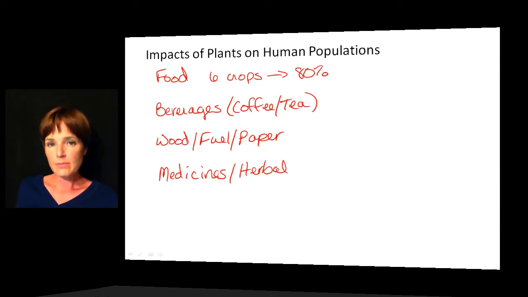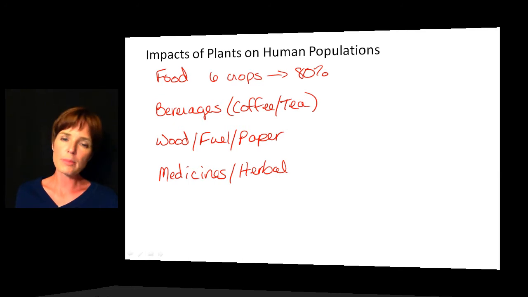So 25% of the prescription drugs that are used today, the active ingredient comes from plants. So clearly, human populations are very dependent on angiosperms and on other plants as well. But angiosperms are the primary ones that are providing our food and providing the medicines that we know of.